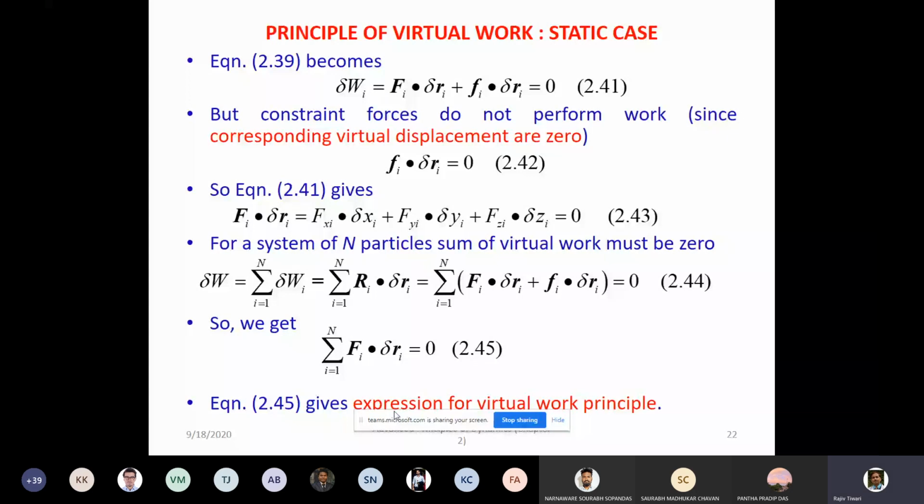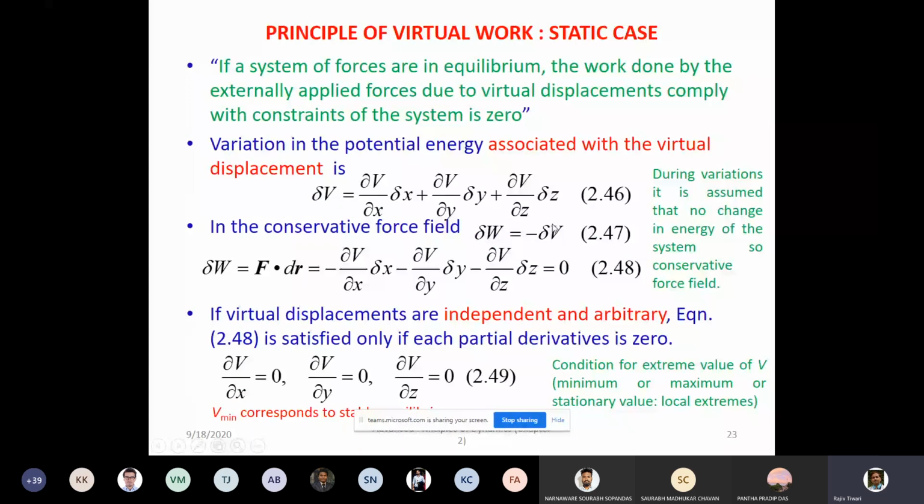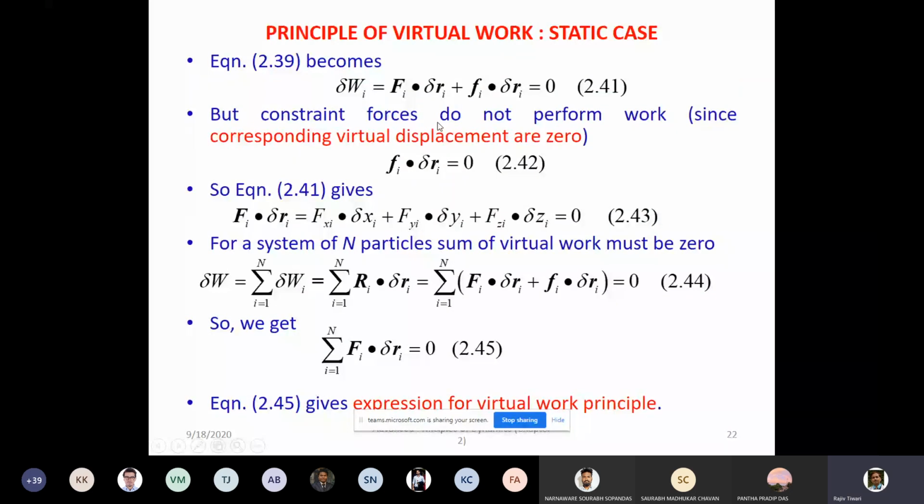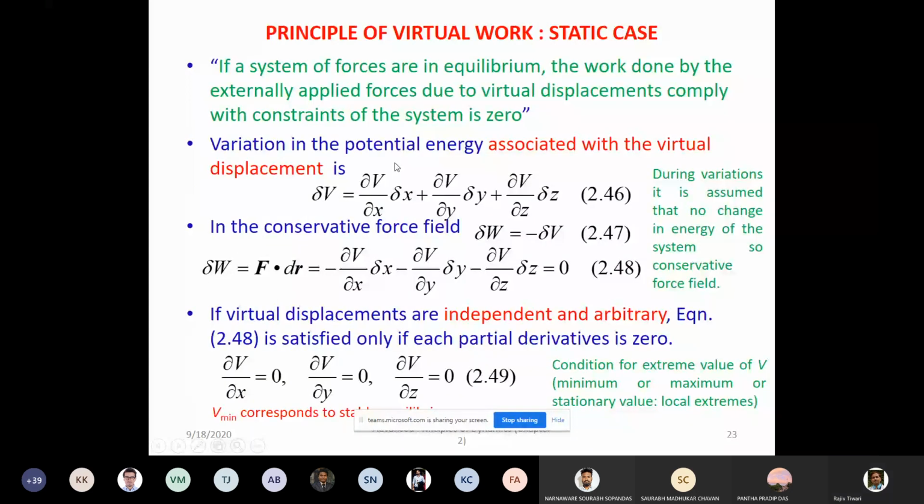So this is the expression for the virtual work principle. What is the statement of the virtual work principle? If a system of forces is in equilibrium, the work done by the externally applied forces due to a virtual displacement complying with the constraints of the system is 0. So here is the external force, and this is the virtual displacement we are giving. We are complying with the constraints, that means we are keeping this 0. So whatever the virtual work is there because of this will be 0.